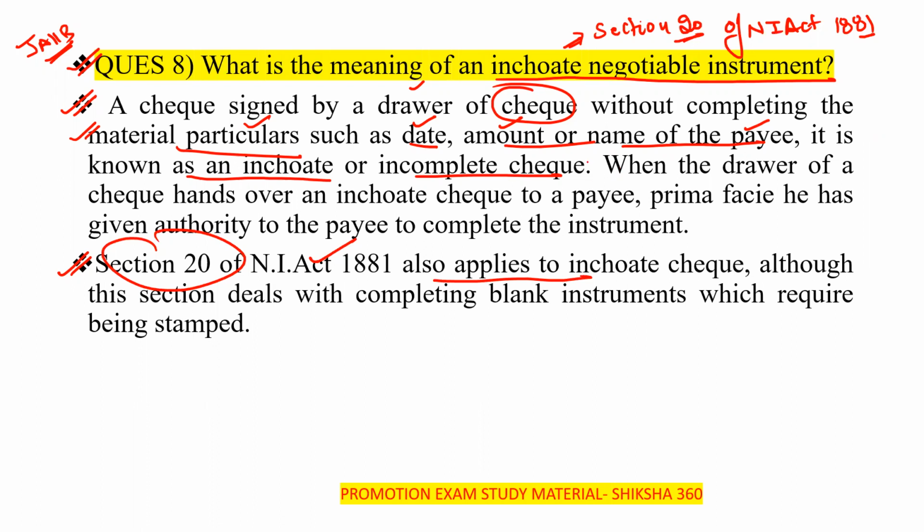So when the drawer of a cheque hands over an inchoate cheque to a payee, prima facie he has given authority to the payee to complete the instrument. Clear? That is, please complete this instrument. So that is the meaning of the inchoate negotiable instrument, that is, an incomplete instrument.